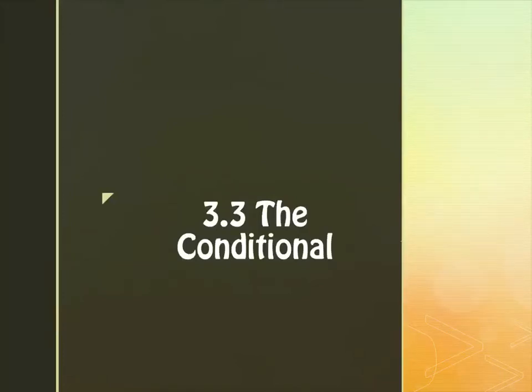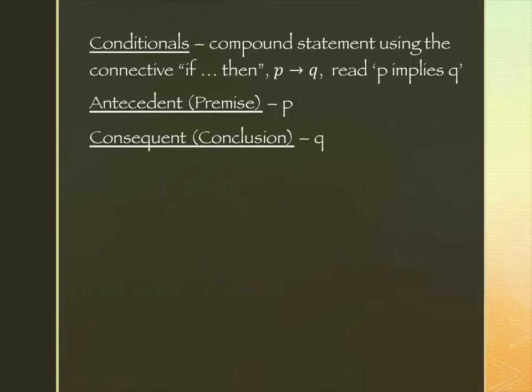So last time we talked about compound statements, specifically conjunctions and disjunctions. We've mentioned the conditional before, a couple class periods ago. We're going to talk a little bit more about it today. So the conditional is a statement with an if-then connective. We saw this notation, the P arrow Q, a couple sections ago. We read this as P implies Q.